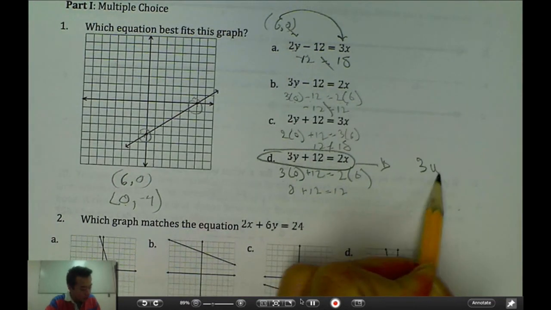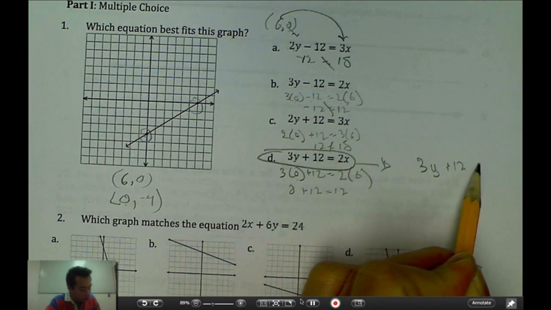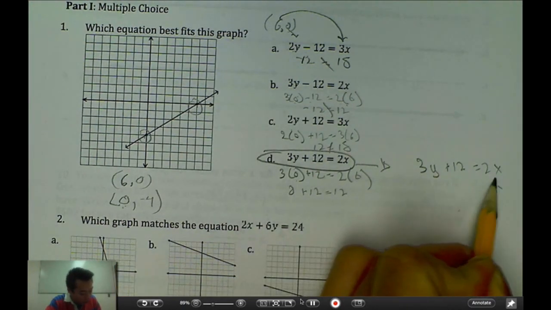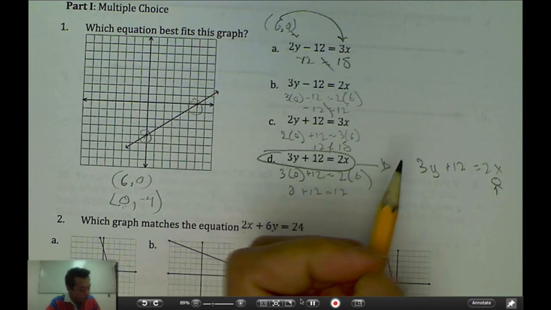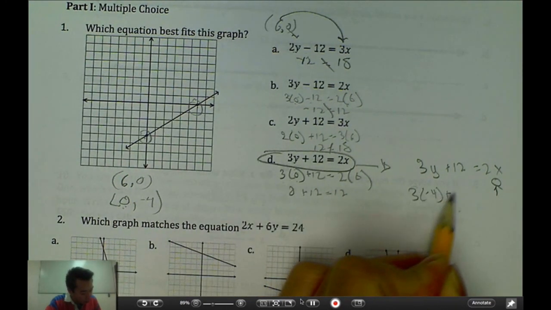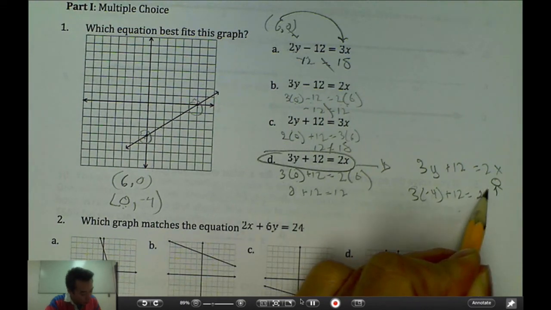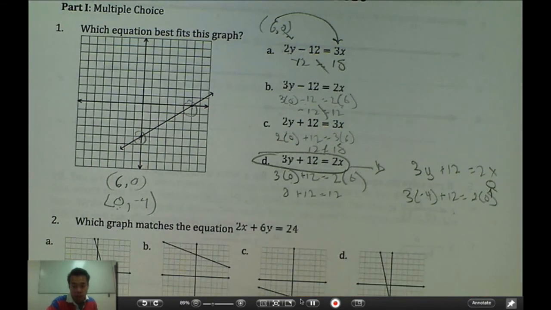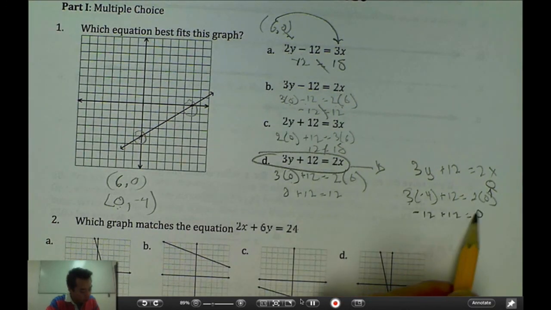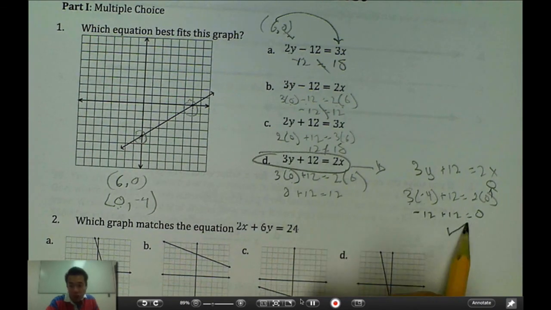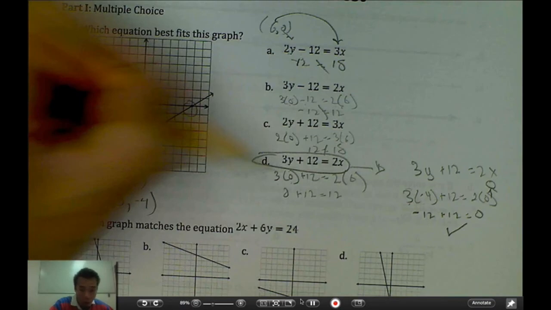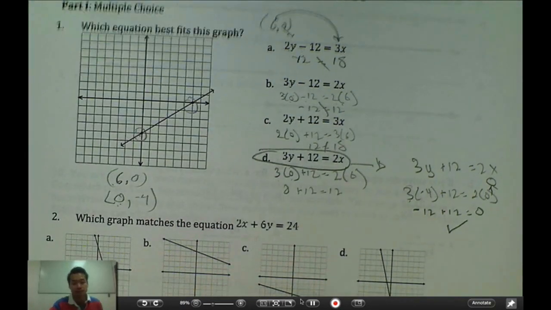3y plus 12 is equal to 2x. X is 0, so go ahead and put in 0 right there, and y is negative 4. So 3 times negative 4 plus 12 is equal to 2 times 0. Here we have 3 times negative 4, negative 12 plus 12 is equal to 0. And that is for sure a check. So both the x-intercept and the y-intercept work only for D. And there is that one. Okay.